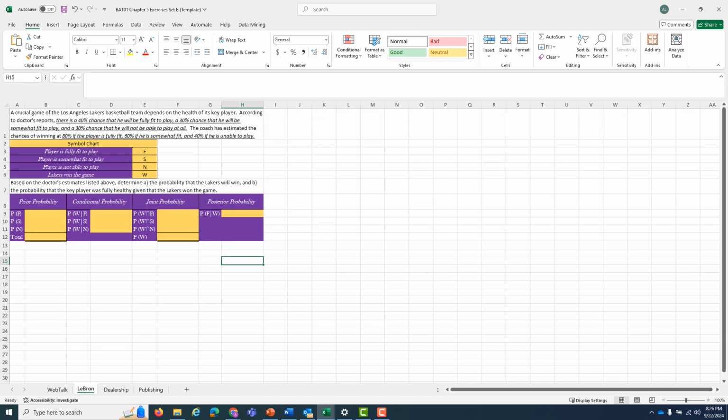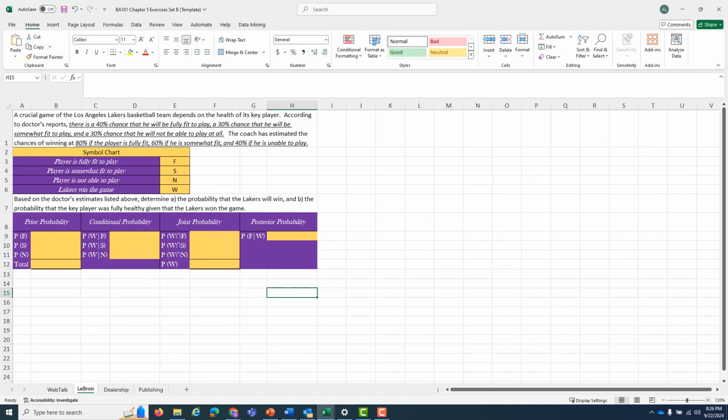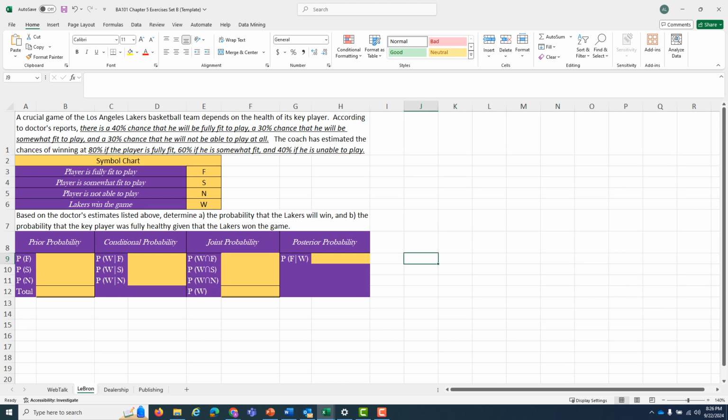Let's go through and do one more of these. Very similar question, this time in a little bit different realm. We are the Los Angeles Lakers. If anybody out there is a basketball fan, you'll be familiar with this team and this player. We have a crucial game coming up, and it fully depends on the health of one of our key players, whose name just happens to be LeBron James, most likely.